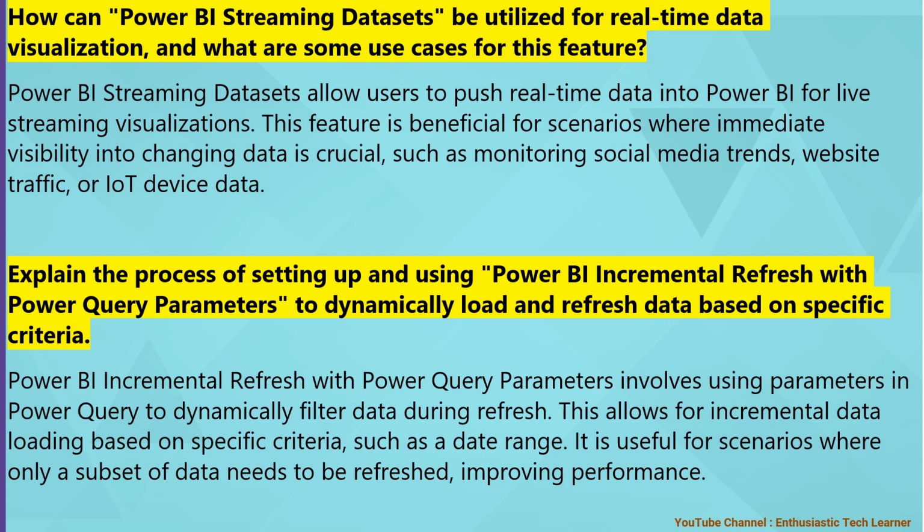Explain the process of setting up and using Power BI incremental refresh with Power Query parameters to dynamically load and refresh data based on specific criteria. Power BI incremental refresh with Power Query parameters involves using parameters in Power Query to dynamically filter data during refresh. This allows for incremental data loading based on specific criteria, such as a date range. It is useful for scenarios where only a subset of data needs to be refreshed, improving performance.